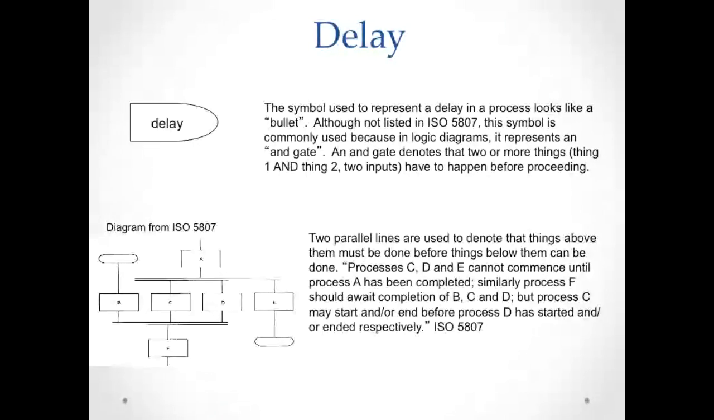There's another convention in the 5807 formalism, and that's using 2 parallel lines for a delay. So here on the bottom snippet diagram, until A is finished, C and D and E cannot happen. And importantly, F cannot happen until B, C, and D have all 3 finished, is what that communicates. Where things are being completed at different times, and timing is important to forward progress, you may need to diagram delays.